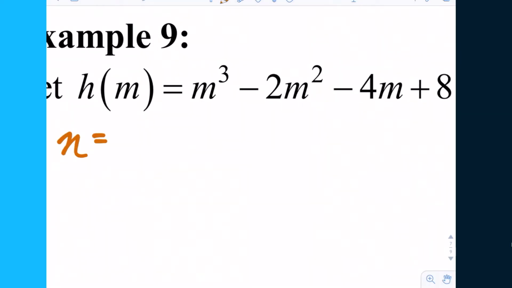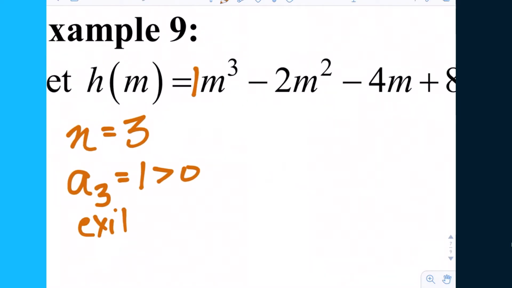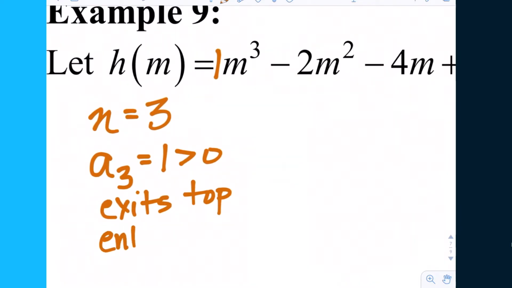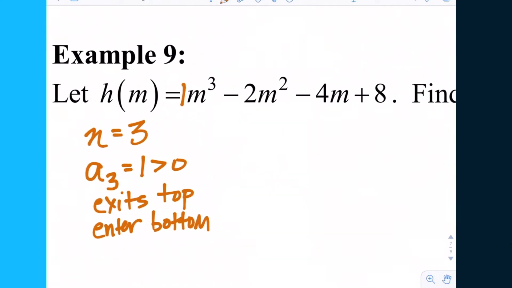N is the degree of the polynomial, and it's what? 3. And so what is a sub 3? 1. That's the coefficient of the cubic term. It's the leading coefficient. And because it is positive, we know this graph what? Exits the top. The leading coefficient always gives you the exit behavior, the right end behavior. And now because it's an odd degree polynomial, it must enter where? The bottom. It has opposite end behaviors because it's odd degree. Good. So that's an important thing to figure out beforehand.